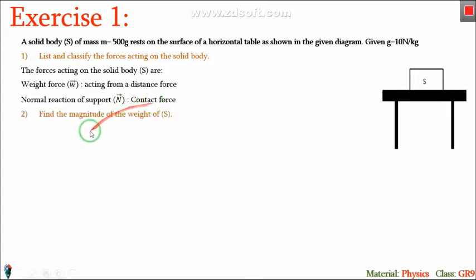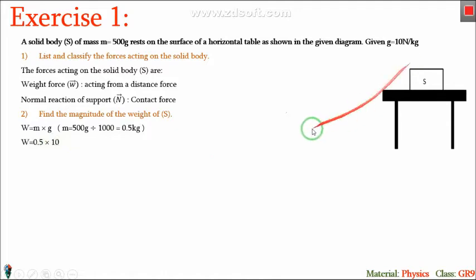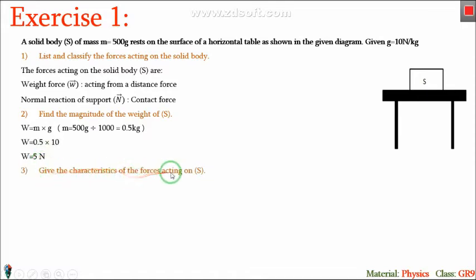Part 2. Find the magnitude of the weight of S. To find the magnitude of the weight of S, we use the formula weight is equal to mass times the gravity. We must note that the mass must be converted from gram into kilogram, its SI unit. So, to convert from gram to kilogram, we divide the mass by 1000, so the mass becomes 0.5 kilogram. Then, by substituting the mass 0.5 times the gravity 10, which is given, the weight is equal to 5 Newton, its SI unit.